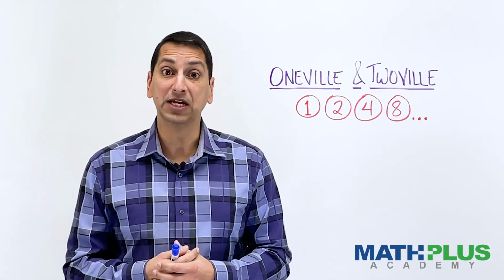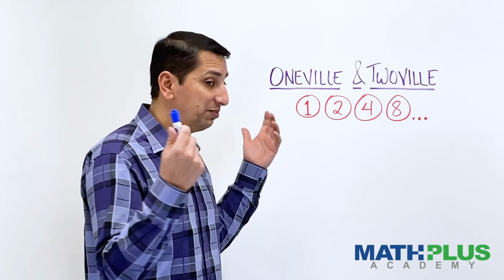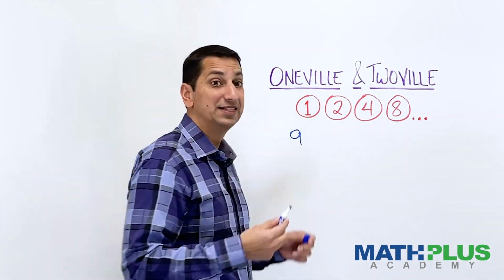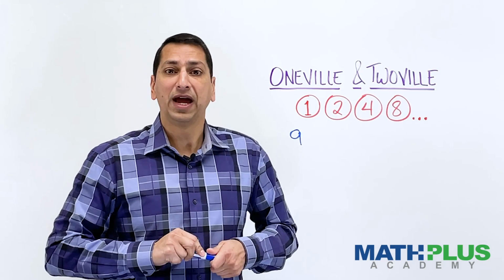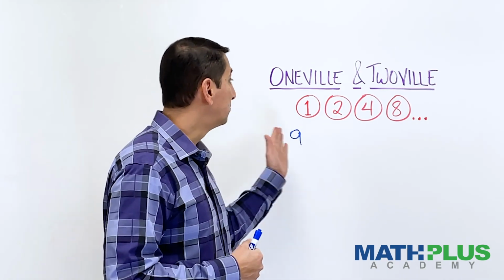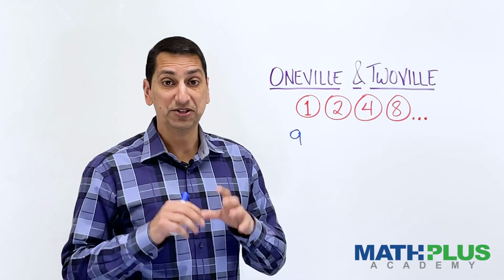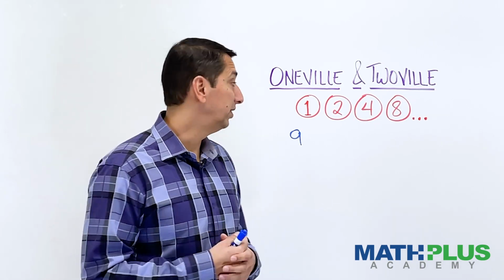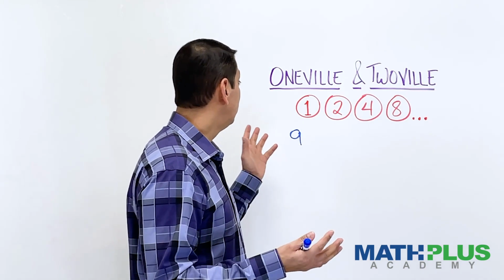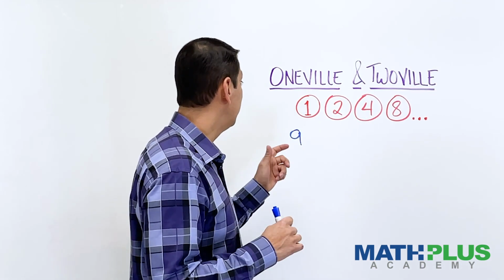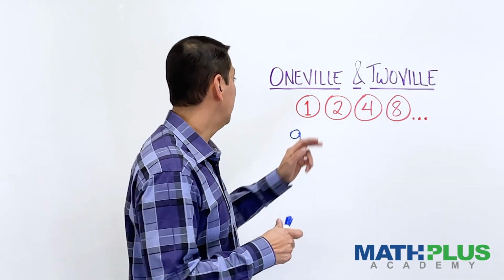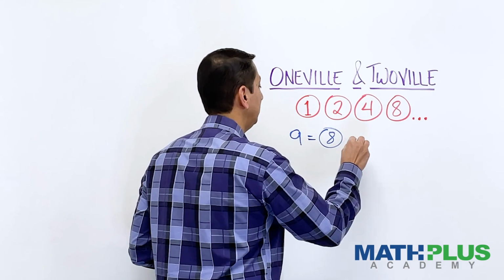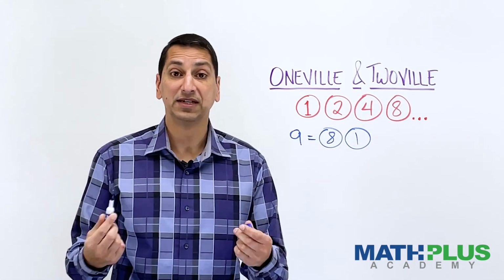So imagine in Oneville, if you had to pay 9 cents, let's say, for something, how would you do it? You can only use one of any of these coins. You can never use two or more of a coin. So you might be able to do it with, let's see, 1, 2, and 4 makes 7. That's not enough. Maybe I need the 8 and the 1. So this would be the 8 and the 1, and that would make 9 cents.